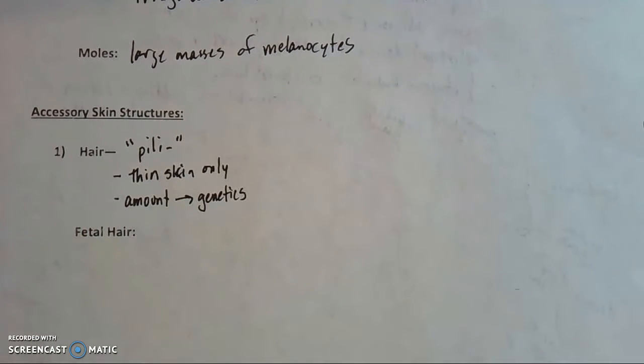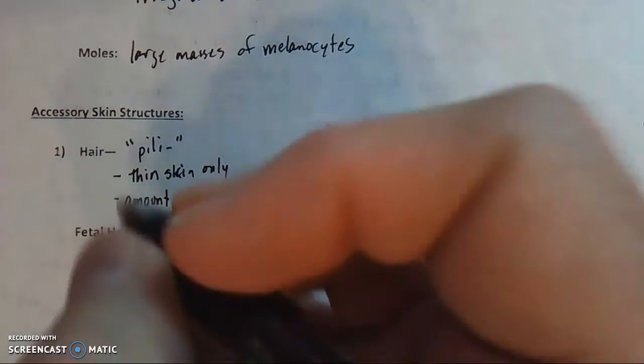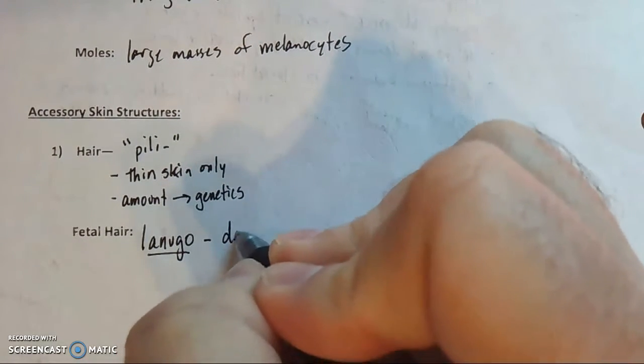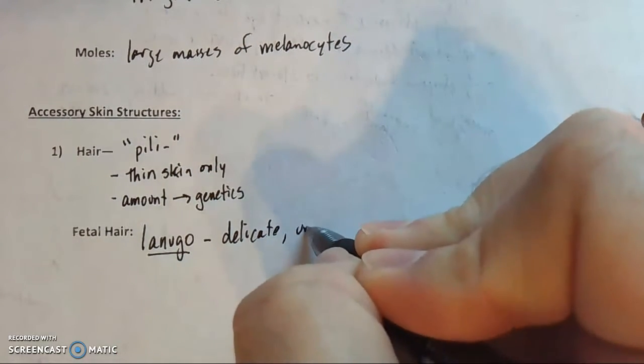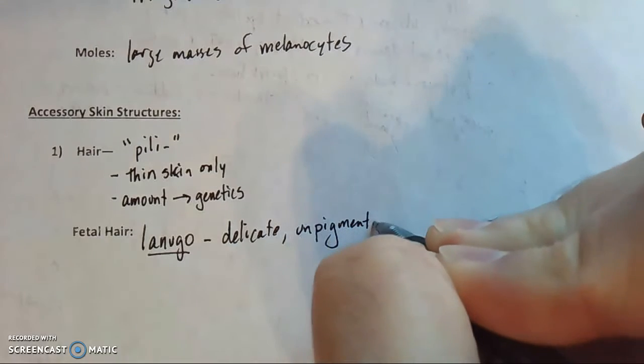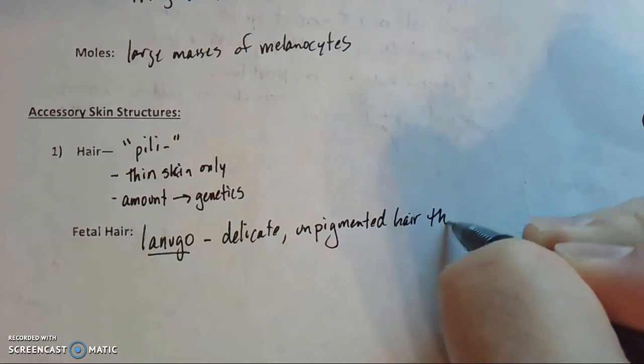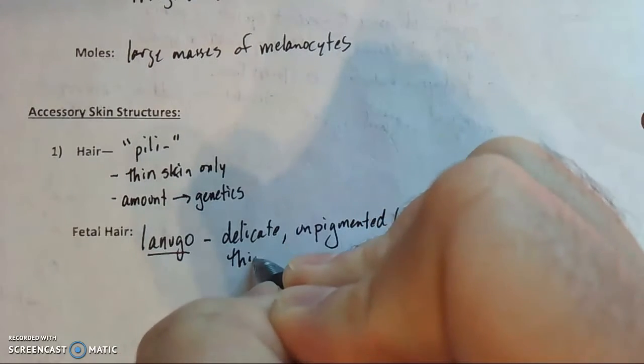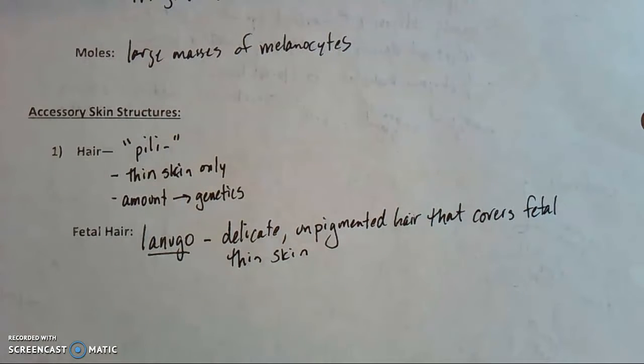So when we talk about the fetus, there is fetal hair, and we have two different terms that we use for this. The first one is called lanugo, and lanugo is delicate, unpigmented hair that covers fetal thin skin. So at one point, there are these really fine little wee hairs that cover your forehead, your whole face, your body. But over time through development, we end up losing that hair.